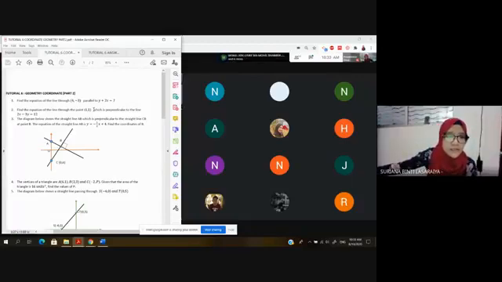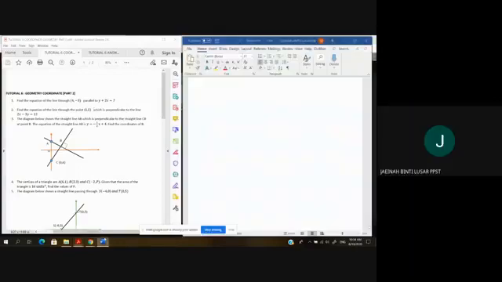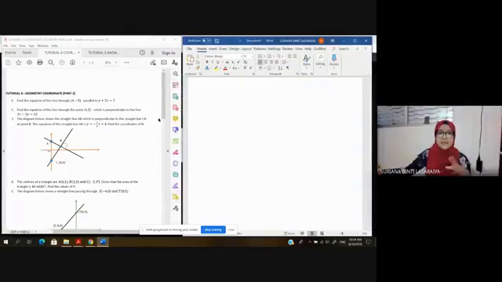Question number 3, the diagram below shows the straight line AB, which is perpendicular to the straight line CB at point B. The equation of the straight line AB is y equals -1/2 x plus 4. Find the coordinates of B. This one okay? Can you see my screen showing my question PDF and Word?